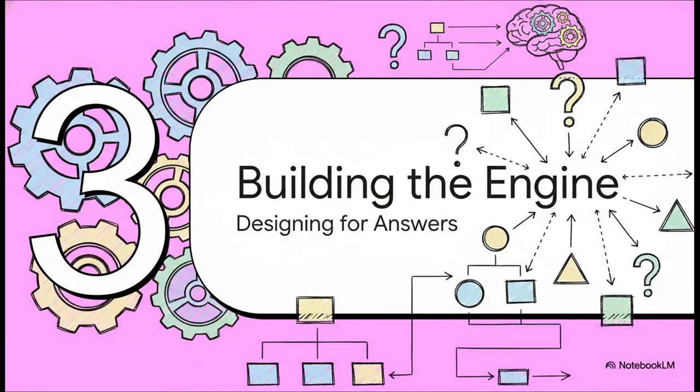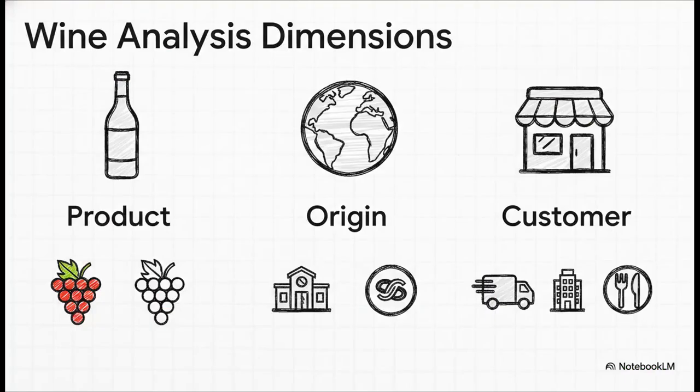Okay, but you can't just go around tagging things randomly. The real power here comes from designing your tags, your dimensions, thoughtfully. You have to build them based on the exact questions you need your business to answer. So for our wine company, they created these specific groups. For anything related to the product, they could tag the color and type.